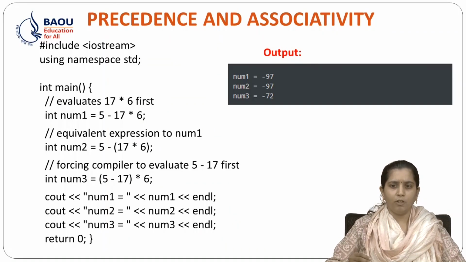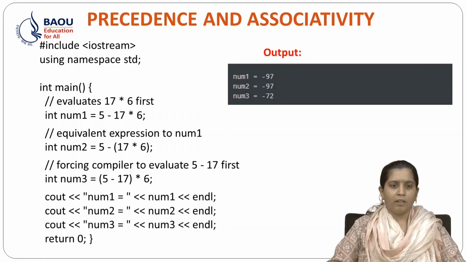Over here we use precedence. The precedence of the second number, that is num2, 5 minus 17 into 6. So, over here also the brackets are first, and 17 into 6 will be evaluated first, and after that the result of 17 into 6 will be subtracted from 5.